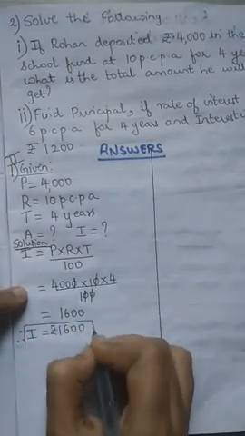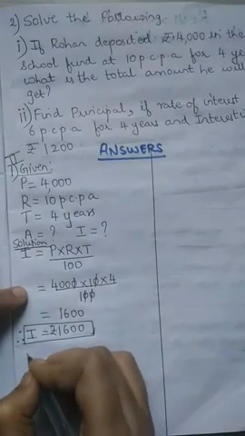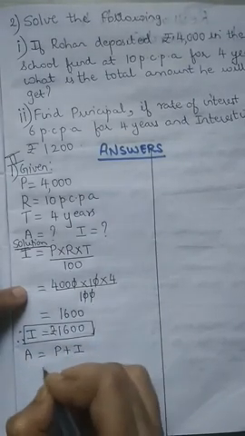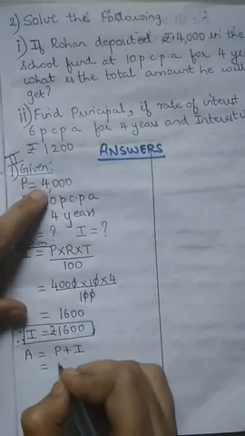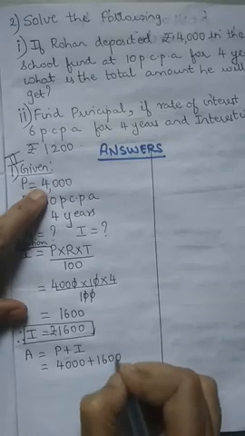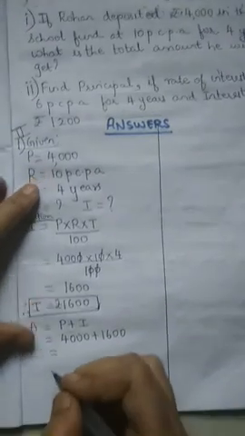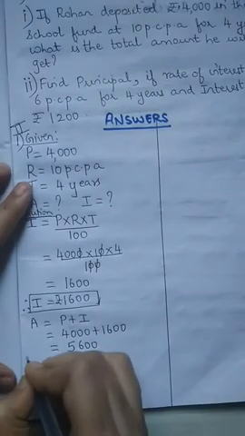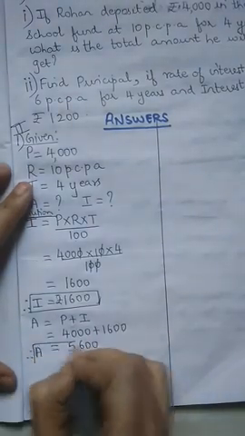Now you need to find the amount. Amount is equal to, what is the formula? Principal plus interest. How much is principal? 4000 plus 1600. 4000 plus 1600 will give you how much, girls? Very good. 5600. Therefore, amount is 5600.